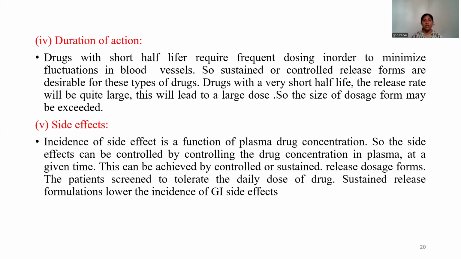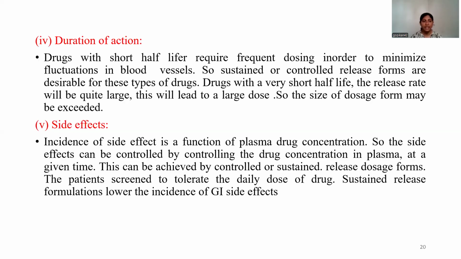Drugs with short half-life require frequent dosing in order to minimize the fluctuations in the blood levels. So sustained or controlled release formulations are desirable for such drugs. But for drugs with a short half-life, the amount to be released will be quite large. This will lead to a large dose, so the size of the dosage form may be exceeded.